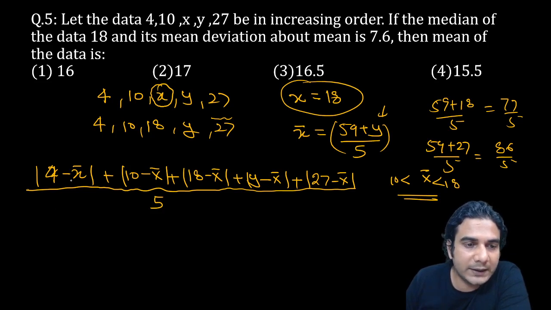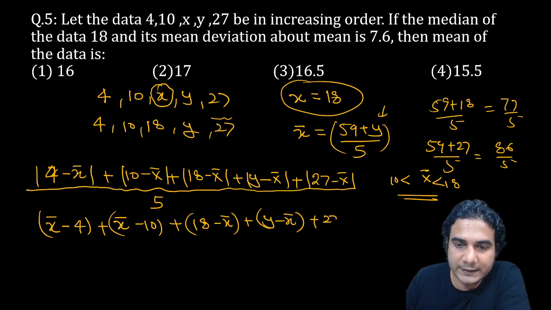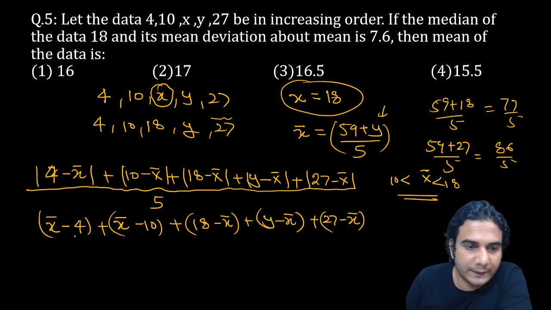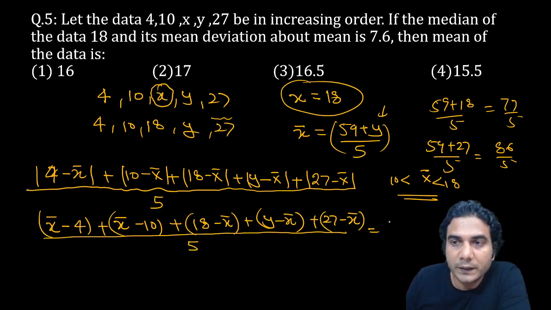Because x bar is greater than 4 and 10, it will be x bar minus 4 plus x bar minus 10. But this will be 18 minus x bar, and y is certainly greater than 18, so it will be y minus x bar, and plus 27 minus x bar. All divided by 5, and this was given equal to how much? This was given equal to 7.6. Now simplify it.